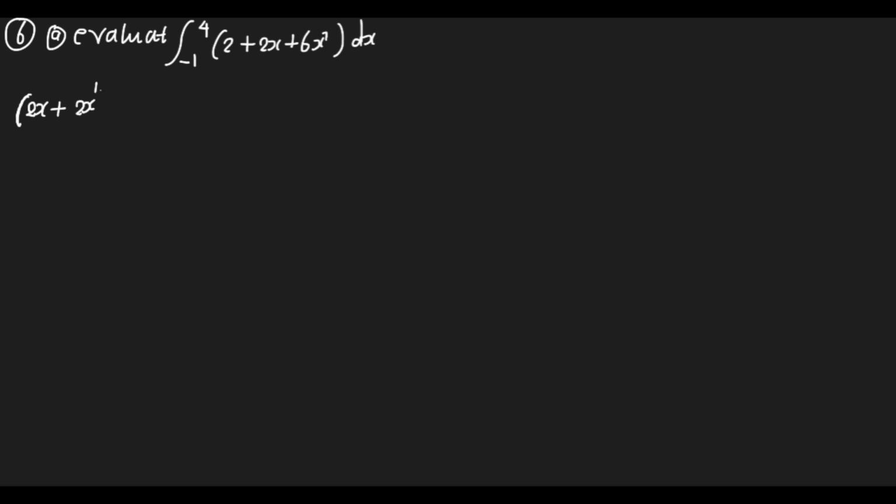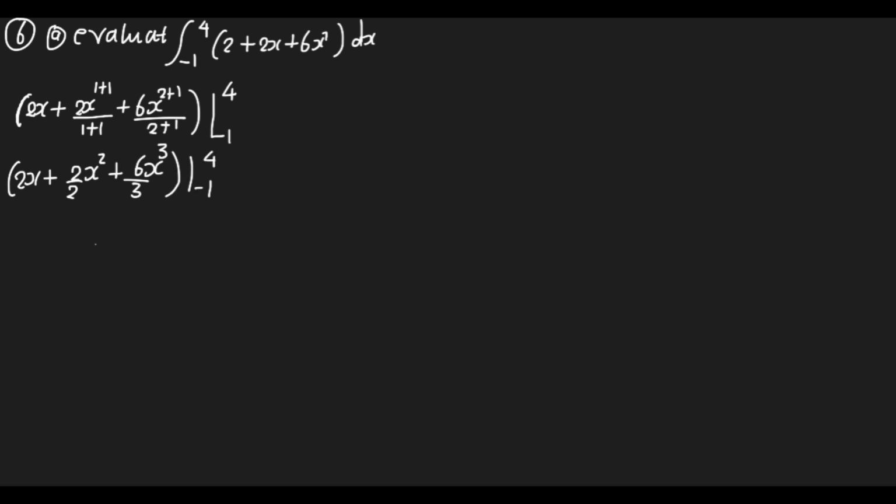This is 2x to the power 1, so you add 1, giving 1 plus 1. Whatever you do to the power on the numerator, you also do to the denominator, so over 1 plus 1. Then for 6x squared, you add 1 to get 2 plus 1 over 3, evaluating from negative 1 to 4. So this is 2x to the power 2 over 2, plus 6x cubed over 3. Let's simplify: 2x squared over 2 is x squared, and 3 into 6 is 2, so we have 2x plus x squared plus 2x cubed, evaluating from negative 1 up to 4.